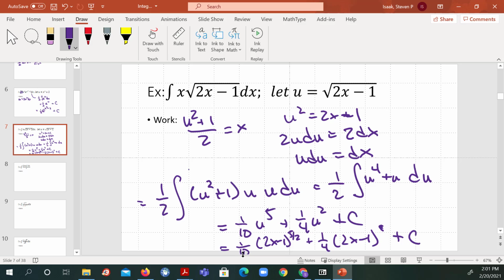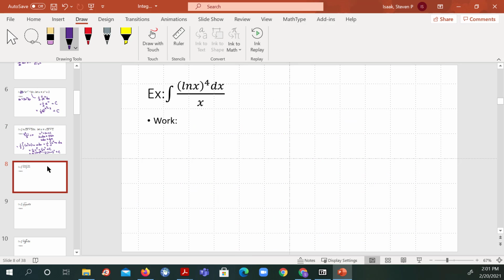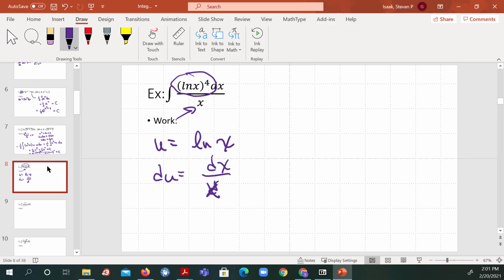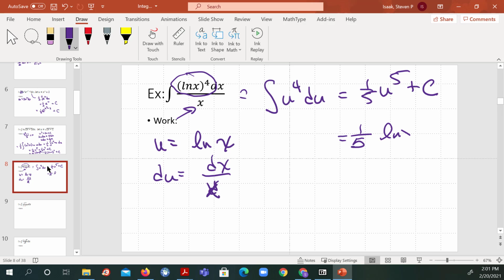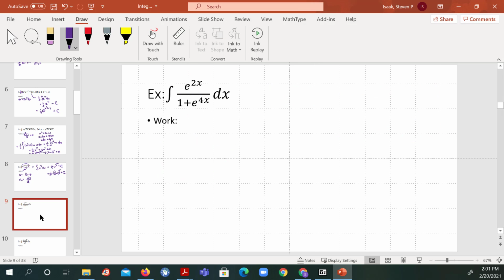I wonder if u is the natural log of x. Why? Because this is to a power and its derivative is right there. So du is dx over x. So this is u to the 4th du. 1/5 u to the 5th plus a constant. It's 1/5 the natural log of x all to the 5th power plus constant.